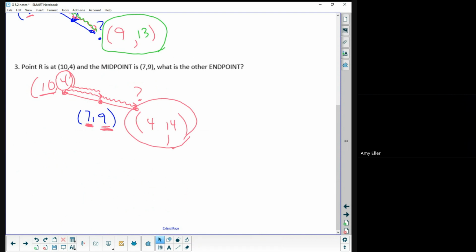Not a lot of work required there. It's just important we read directions so that we don't accidentally find the middle of the 2 points that we were given.